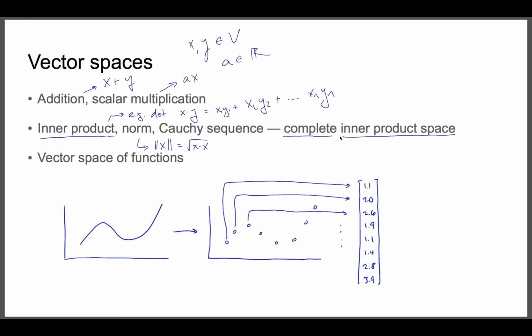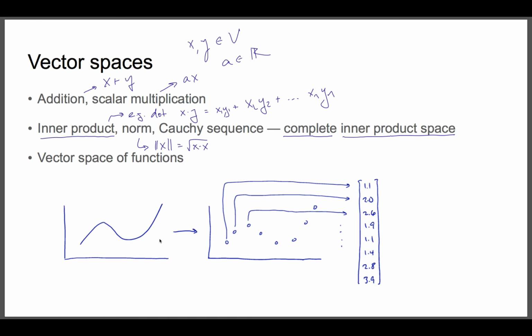So a typical example that's not Rn, and that is a good one to keep in mind to make sure that you don't depend on Rn specific properties of vector spaces, is a vector space of functions, right? So you can say that a function, like this one right here, you can think of the entire function as being a vector in a vector space.